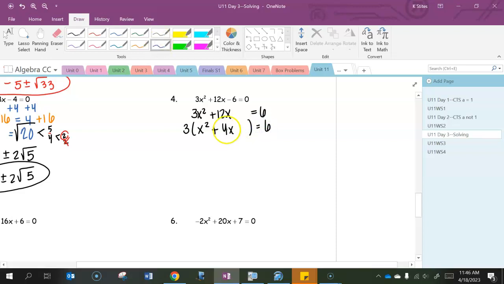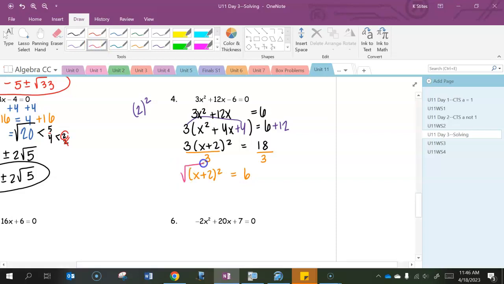Okay, take your b value, divide by 2, square it. So that's a plus 4. But remember, it's not really a plus 4 because you have that 3 there. This is a plus 12. Okay, we're going to factor. This becomes x plus 2 squared equals 6 plus 12 is 18. And now before we square root both sides, we're going to need to divide by our 3. X plus 2 squared equals 6.